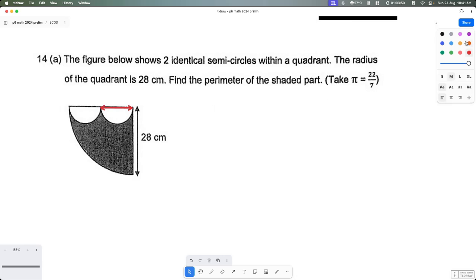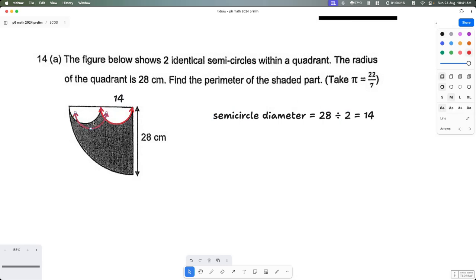So 28 centimeters. I would say for the semicircle, not radius, the diameter is equal to 28 divided by 2, and this will be 14. Okay, so we know this part is 14. Now we want to get the radius for the semicircle. We don't need that actually. So we need these two parts over here: this 28 centimeters, and also this whole thing over here, and then we get this line as well.